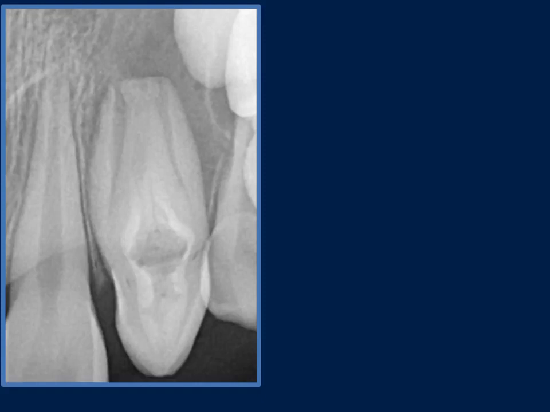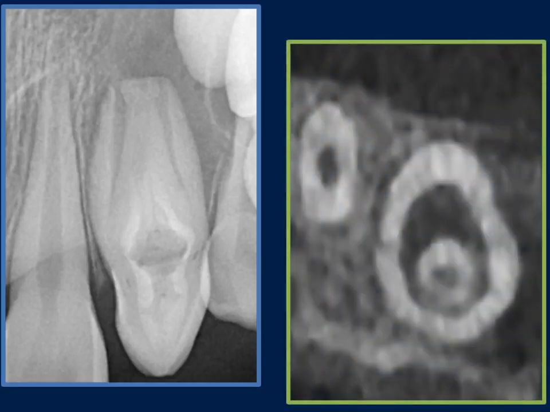This is called dens invaginatus. So with this dens invaginatus, we need to know how big or small the tooth inside the main tooth is, and how far away it is from the main canal. So we need additional information. Because of this, we take the CBCT.